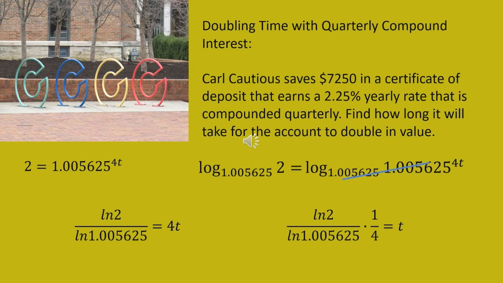If we carefully type all of that into the calculator, we can see that it turns out to be 30.893 years. So Carl Cautious is going to have to also be patient as he waits for his account to double in value when it's earning only 2.25% interest. So Carl may want to be a little less cautious and put some money to work in the stock market, but at least he knows 31 years from now he will have twice as much money as he had when he started.